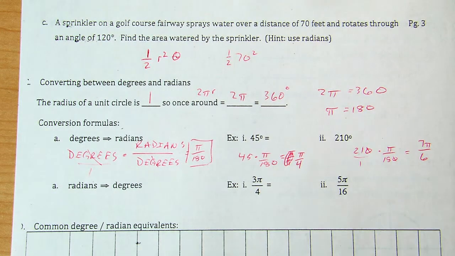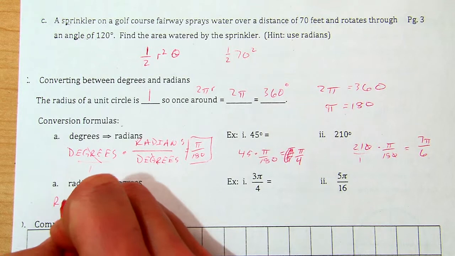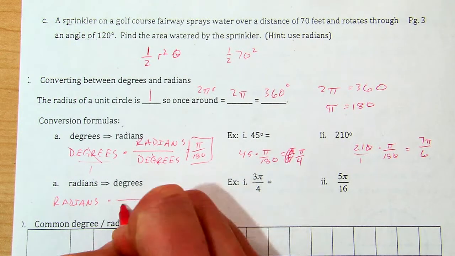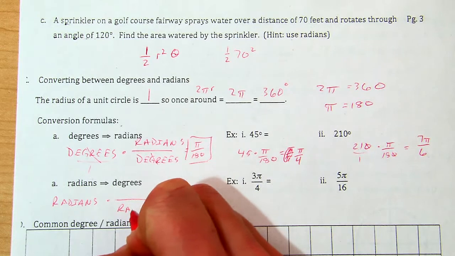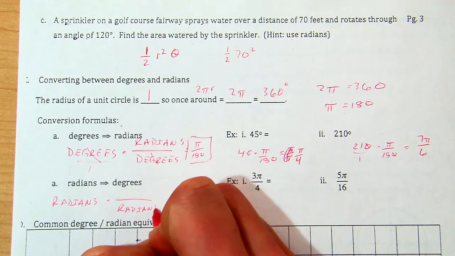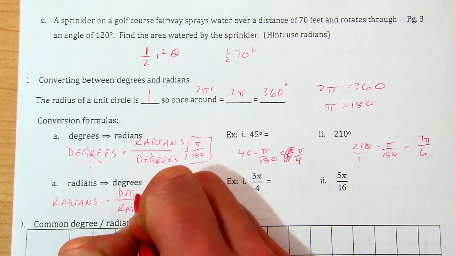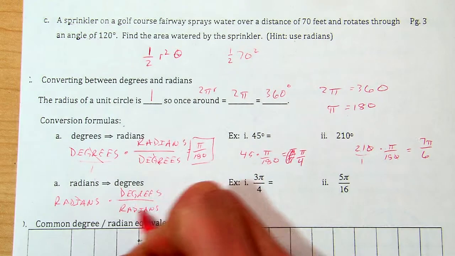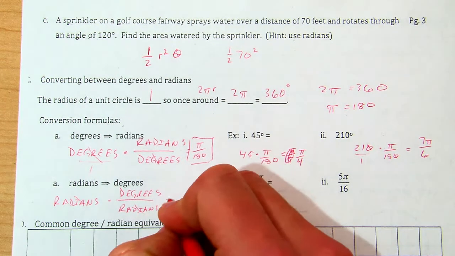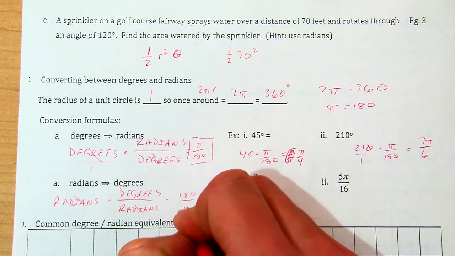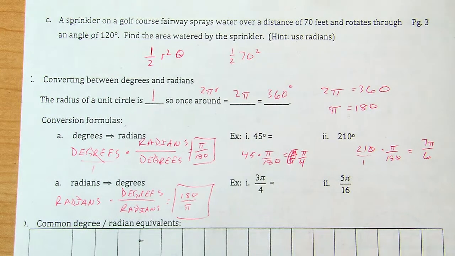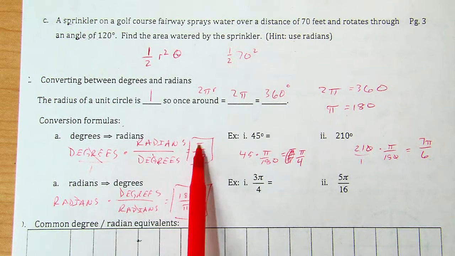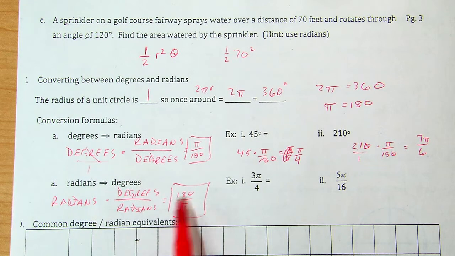Well, vice versa, if I want degrees, I start out with radians. I need to multiply by a fraction that has radians on the bottom, because that will cancel the radians, and degrees on top. So these will cancel like that. So now my converter for this is 180 over pi. Or if I want to just be straightforward, whatever unit you want goes on top. If you want radians, put radians on top. If you want degrees, put degrees on top.